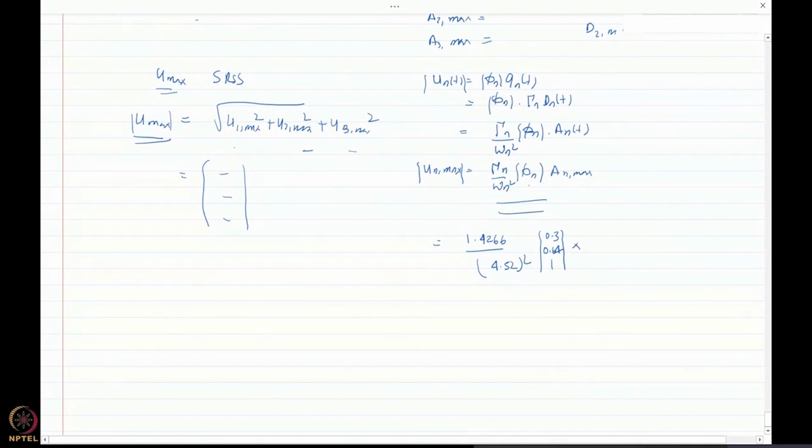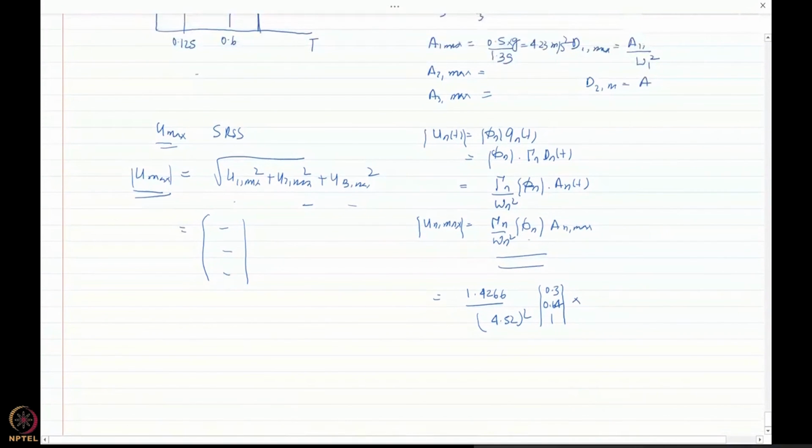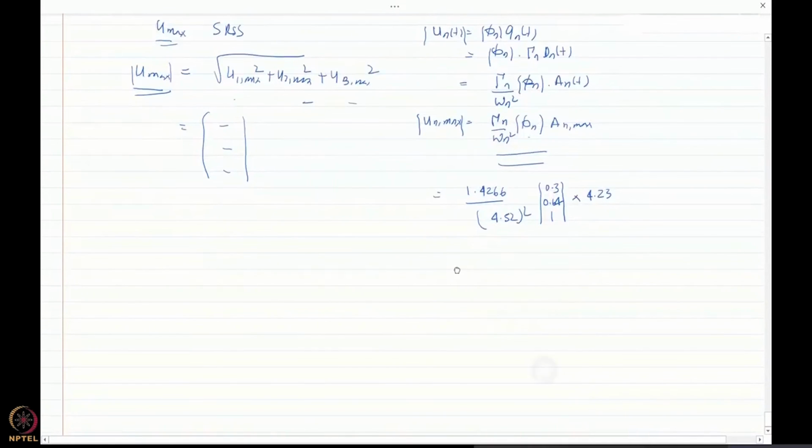Okay, this time A1 max, which is basically 4.23. Now it will give me U11 max, U21 max, U31 max. Okay, which actually for this case I get that as, let me just write it down here, 88.4, 189.4 and 294.6. These are all in mm. Okay, just keep that in mind.